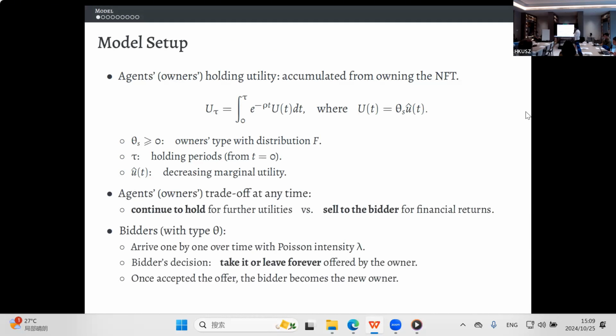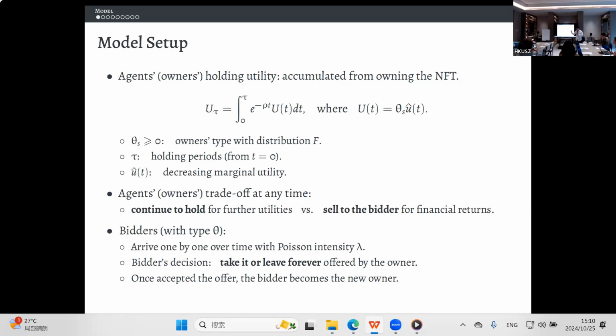So that's the agent's trade-off at any time. I can choose to continue to hold the NFT or the art piece to further obtain more utility, or I can sell to the bidders for financial return. When the art market is very hot, I can sell them. The bidders arrive one by one with a Poisson intensity, and the bidders can make a take-it-or-leave-it offer to the owner.